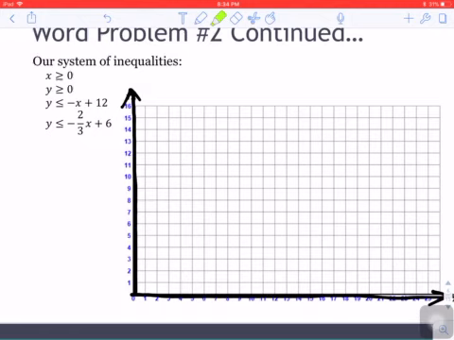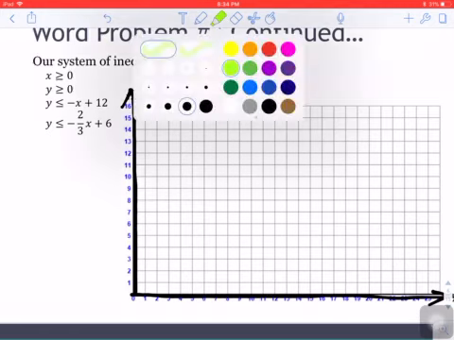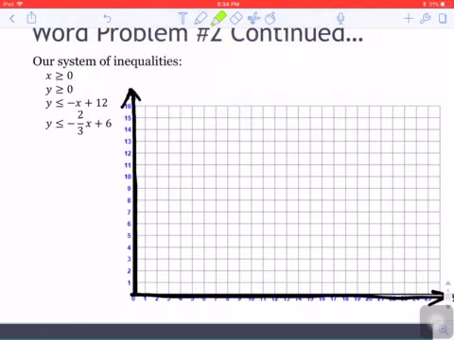So let's pick a color here. In fact, I will just stick with the green because it's just so much fun. So we would be shading everything in here. It's so pretty. And then, of course, we have our other inequalities that we need to graph.